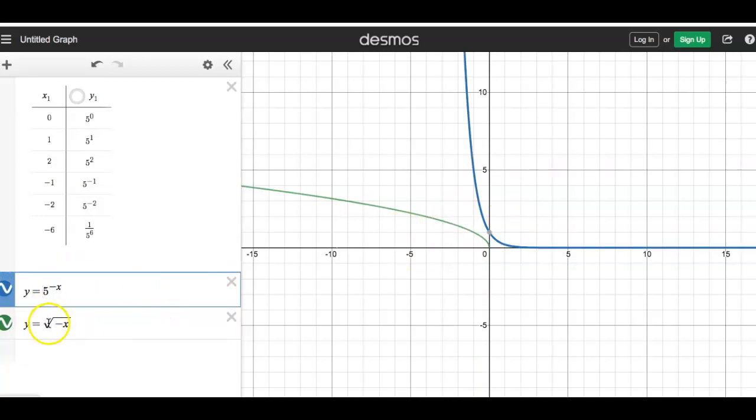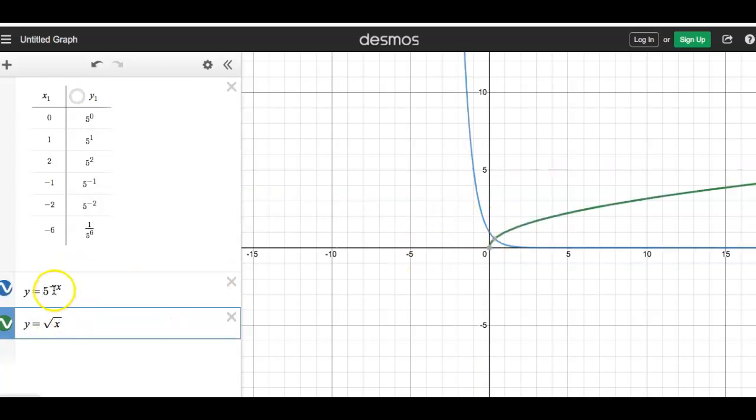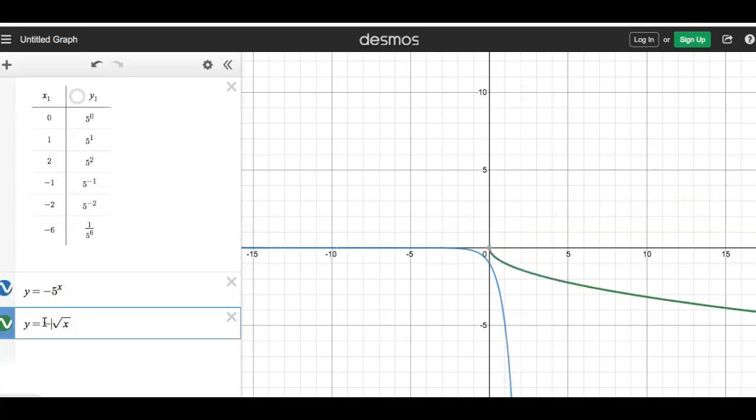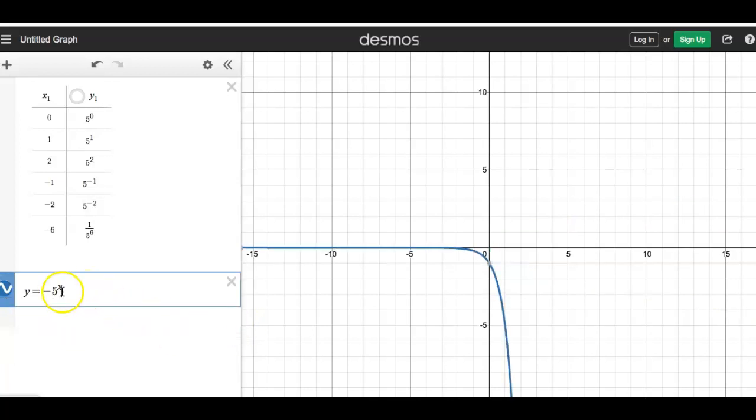If I put a negative on the outside instead, so there's 5 to the x, if I put a negative on the outside of that graph, it's going to flip it upside down. So the same rules apply. Let's get rid of that.